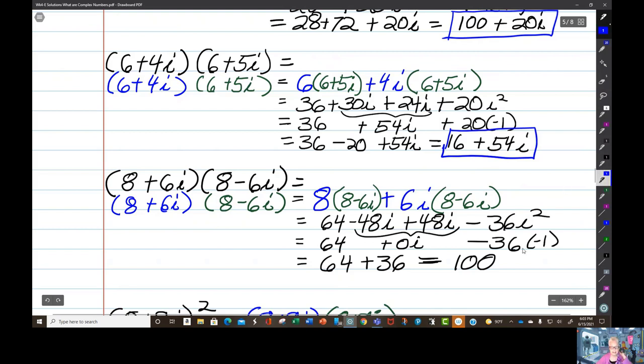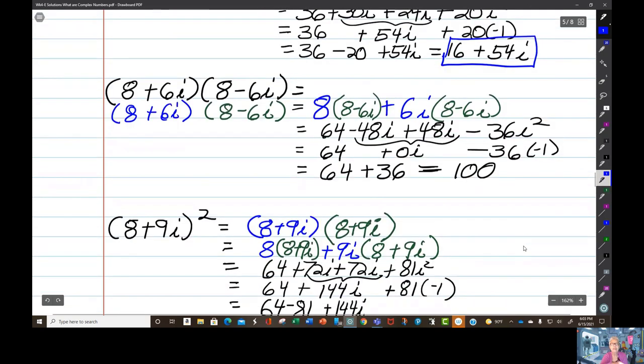And again. Oh, but this is so different. This is so cool. These are conjugates. The 8s are the same, the 6i's are the same, but the signs between are different.